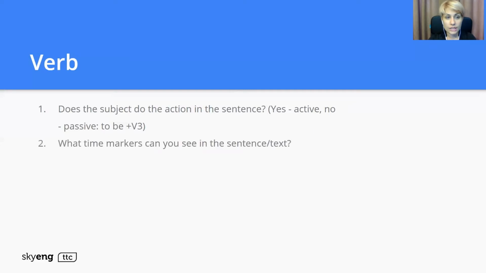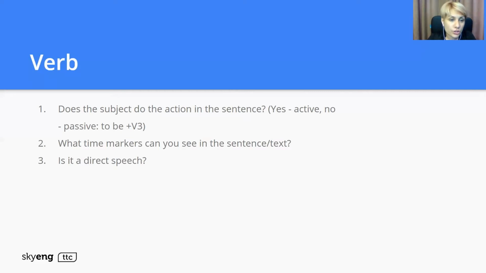Another question is, what time markers can you see in the sentence or in the text? Usually texts are in the past. That's why it's important to ask another question. Is it a direct speech where the gap is? If no, probably it is one of the past tenses if the whole text is in the past. If yes, probably it is a present tense, because these are tricky questions when they are sure that it is past, but it's direct speech and we need present tense here.